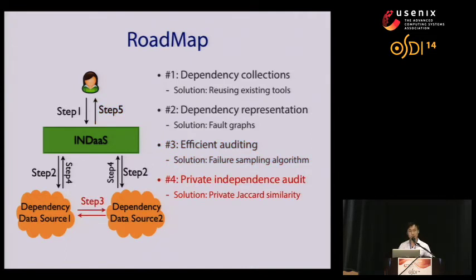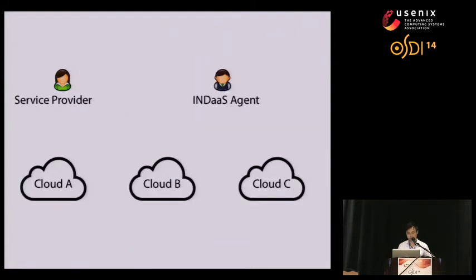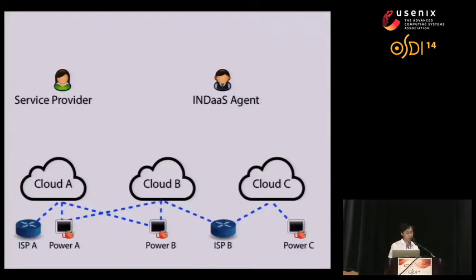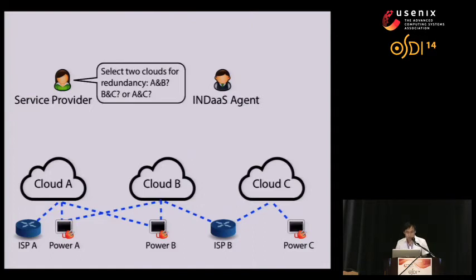In the case where data sources are from different cloud providers, we need to calculate the independence privately. Let me show you how we solve this problem. This is a more specific scenario where a service provider, Alice, wants to select several cloud providers for her redundancy configuration. Each cloud provider depends on some third-party infrastructure components. Of course, this information is sensitive, so no cloud provider is willing to share it. Alice wants to select 2 cloud providers for redundancy, but she doesn't know which 2 are the most independent. So she asks our system: A and B, or B and C, or A and C?